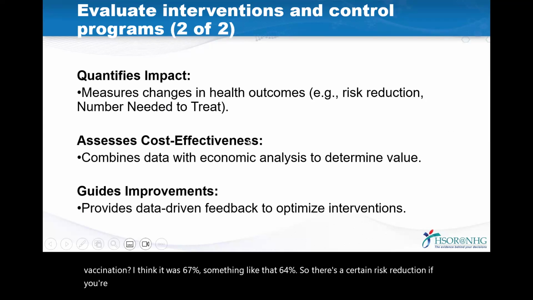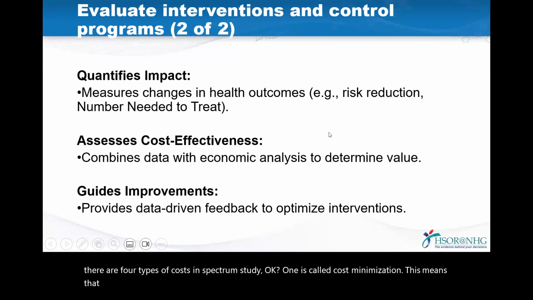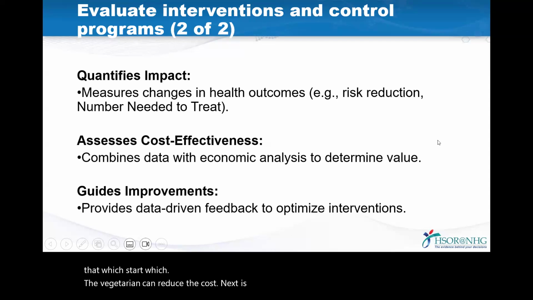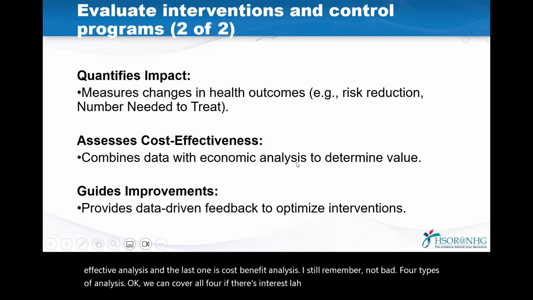Okay, cost effectiveness. This one combines the data with economic analysis. So there are 4 types of cost effectiveness study. One is called cost minimization. This means which intervention can reduce the cost. Next is called cost utility analysis. Then there's cost effectiveness analysis. And the last one is cost benefit analysis. I still remember the 4 types of analysis. Okay, we can cover all 4 if there's interest, but that will be under economic analysis.